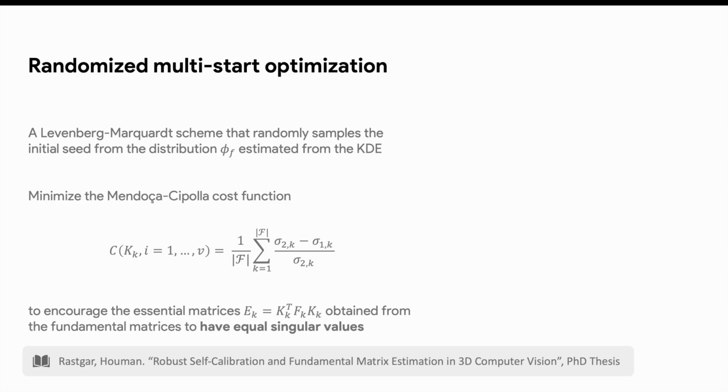We use a Levenberg-Marquardt scheme that randomly samples the initial seed from the distribution phi of F and iterates in order to find the best solution. The cost function for this minimization problem is defined by the Mendonça and Cipolla cost function, which encourages the essential matrices computed from the camera parameters and the fundamental matrices to have equal singular values.